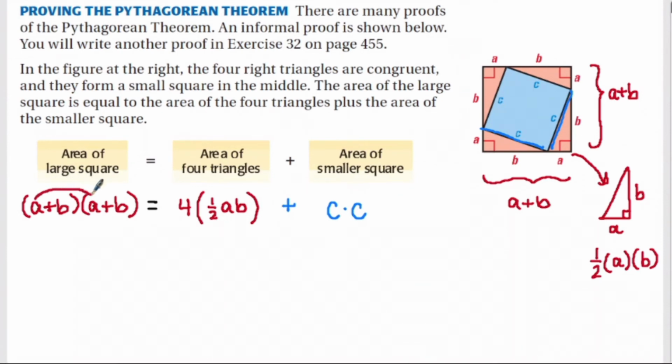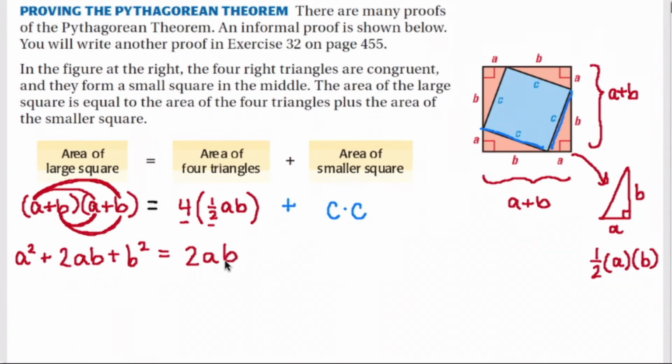Do you remember how to FOIL? A times A, A times B, B times A, B times B. So a times a is a squared. Our outside here, a times b, and our inside here, a times b, will give me 2ab. And then finally the last 2, b times b is b squared. Then 4 times 1/2 times a times b. We don't distribute because there's no plus sign. So I can just do 4 times 1/2. Half of 4 is 2 times a times b.